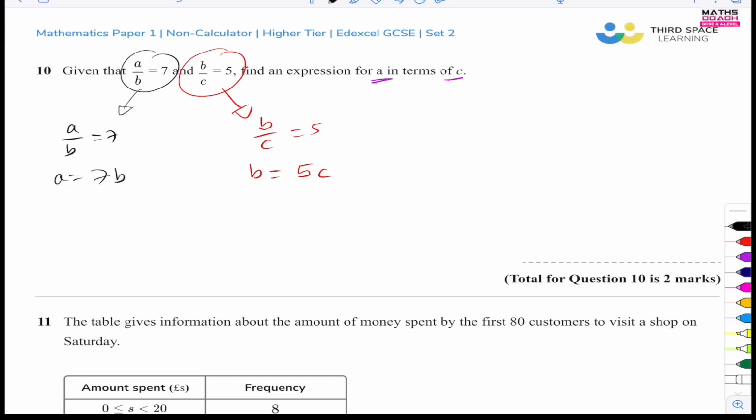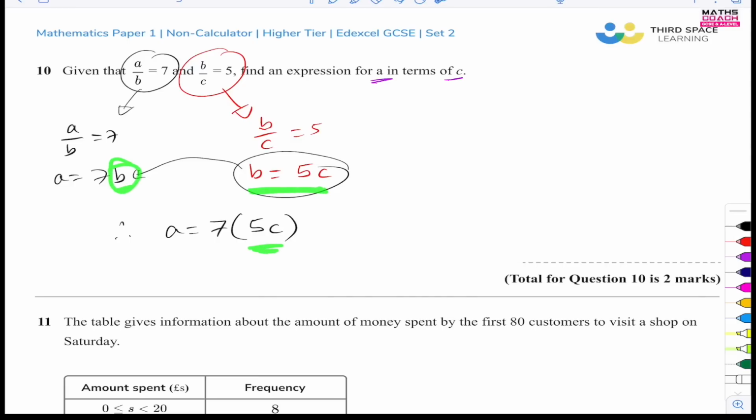So let me show you what happens there. You're going to plug this right there. Therefore, a would be equal to 7 bracket 5c. This is where b used to be, but it's not there anymore. It's just 5c, because on the other equation it says b is equal to 5c. So I've replaced it. Now I have a is equal to, let's multiply this bracket out, 7 times 5 is 35. So a is equal to 35c. And there I have expressed a in terms of c. So a is equal to 35c.